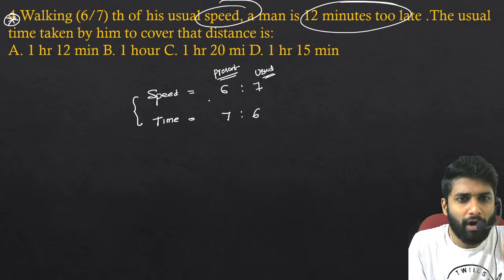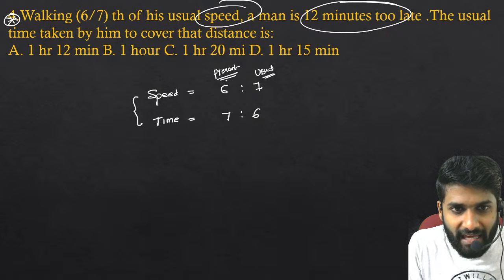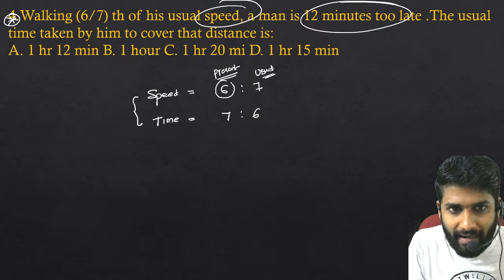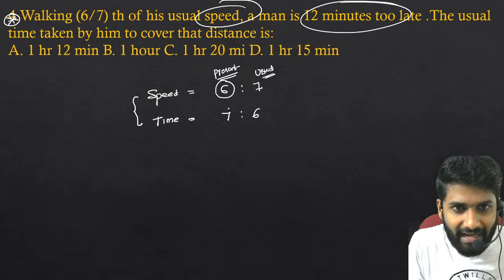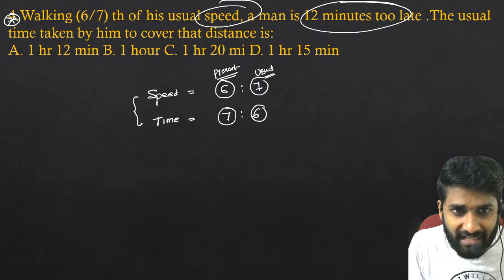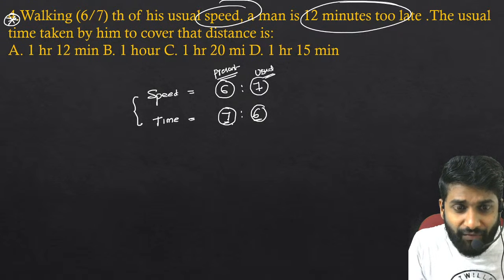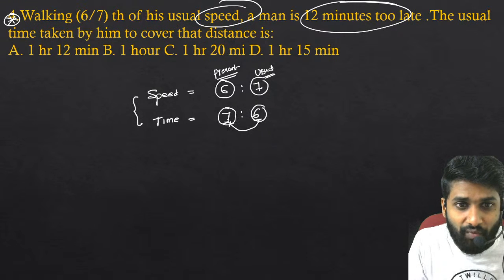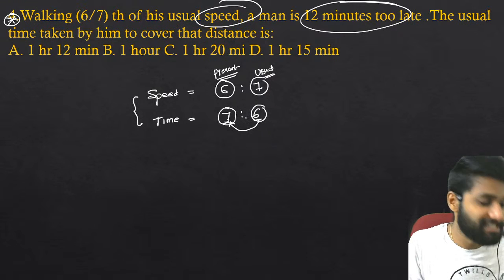Now, if you understand this particular part, see, if you are traveling at 6 kilometer per hour, it takes 7 units. If you are traveling at 7 kilometer per hour, it takes 6 units. Now see that here, the time value, he takes 1 unit more, guys. It takes 1 unit more while he is traveling at 6 by 7th of his usual speed.